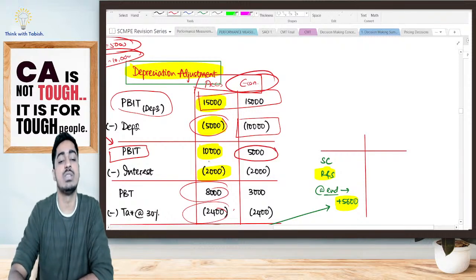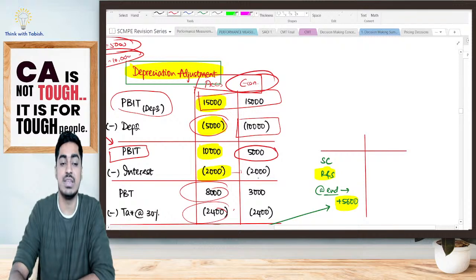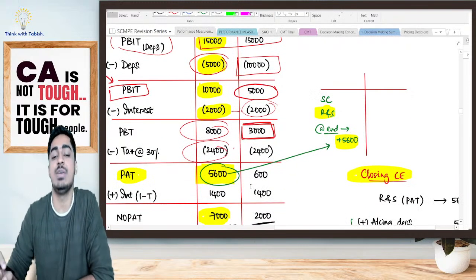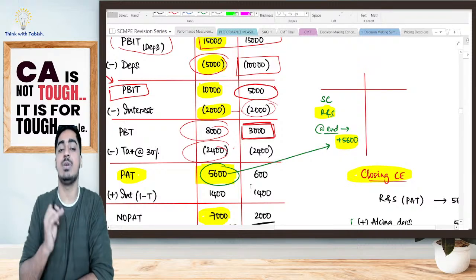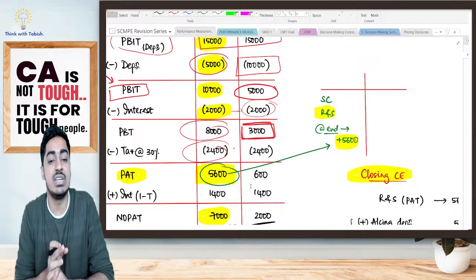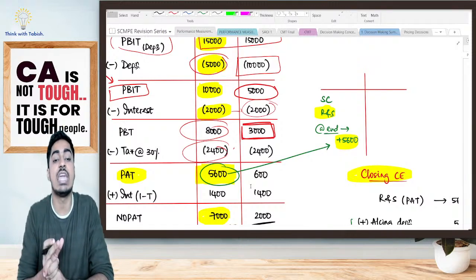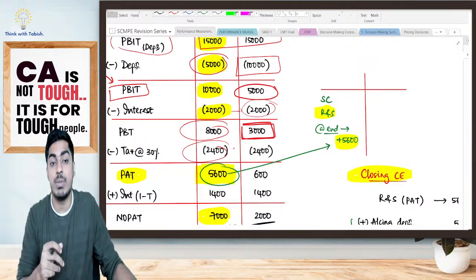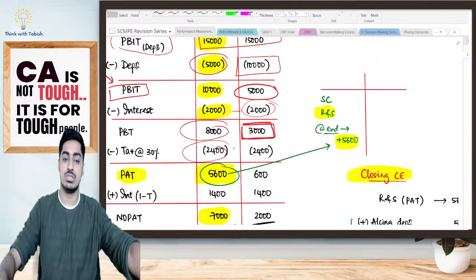Yes or no? How much interest do I have to pay? 2,000 rupees. Fine. That means what is my profit before tax, students? What is my profit before tax? 3,000 rupees. Now, how much tax should I be paying? Option number 1, I should be paying a tax of 30% on 3,000, which is 900 rupees. Or option number 2, I should be paying a tax of 2,400. How much tax should I be paying to the government? Tell me, my dear students.